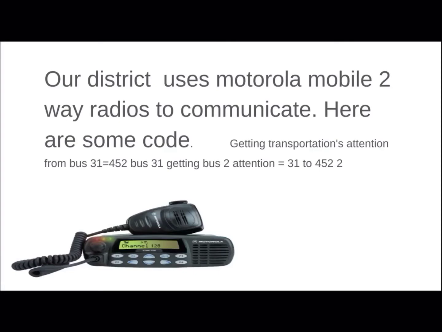Our district uses Motorola mobile two-way radios to communicate. Basically, the driver will say something like "31 from 452," and the other driver will say "31," and it will get sent to the BOE repeat tower, and it will get sent back to all the other radios. 452 is the code for base, so that's the dispatcher.